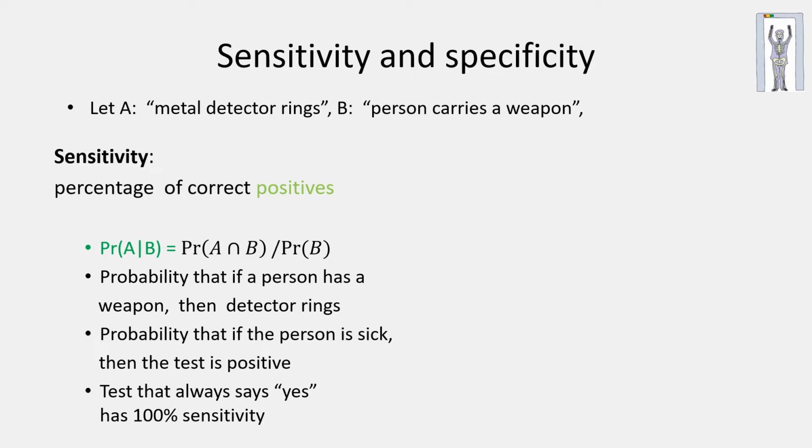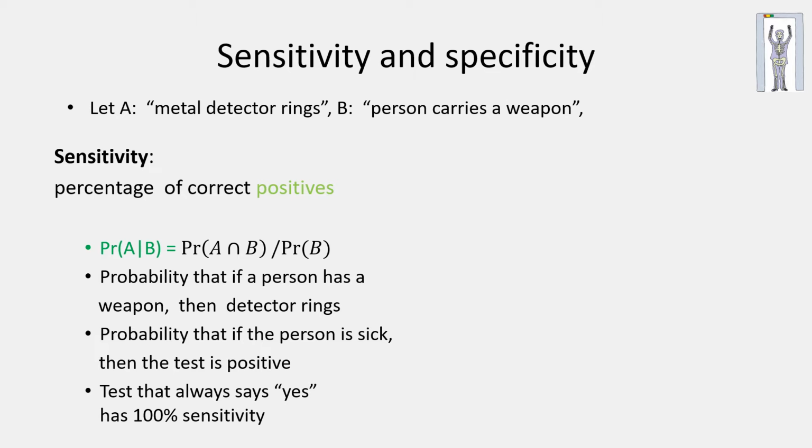In other scenarios, if there is a test for some kind of disease, then the sensitivity of the test is the probability that the test will pick up on the person being sick. It's sensitive to the condition. So the more sensitive test will pick up more people that are sick and will say, oh yes, this person has Lyme disease or something.